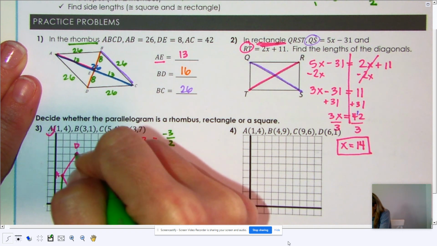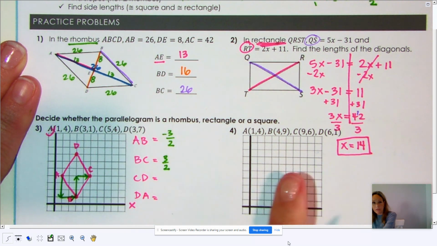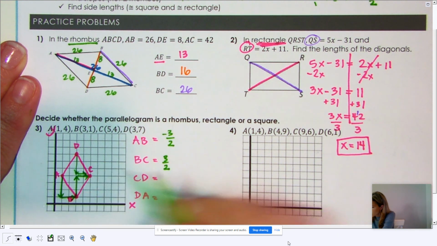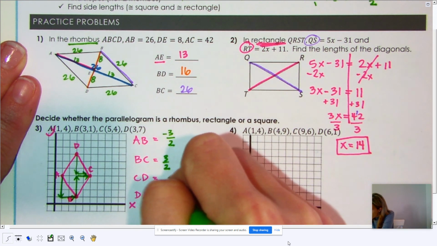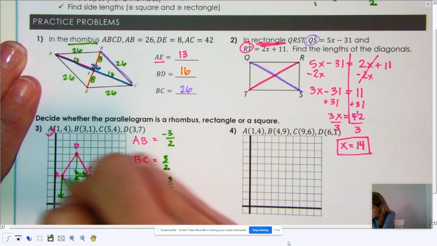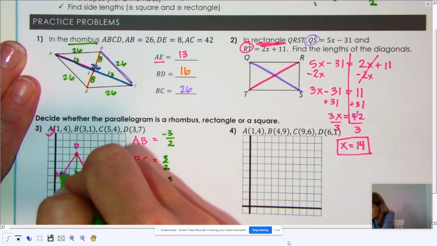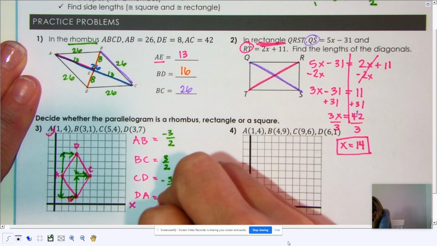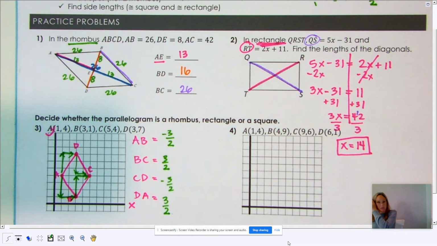From C to D, actually, we usually move left to right, so I'm going to go from D to C. We went down by 3, over by 2. And then from D to A, or A to D, we like to go left to right. I went up by 3, over by 2. Sorry if you can't read my writing there. Kind of hard with the fat pen.